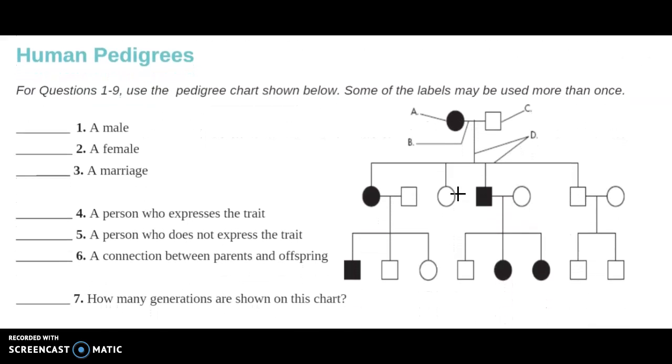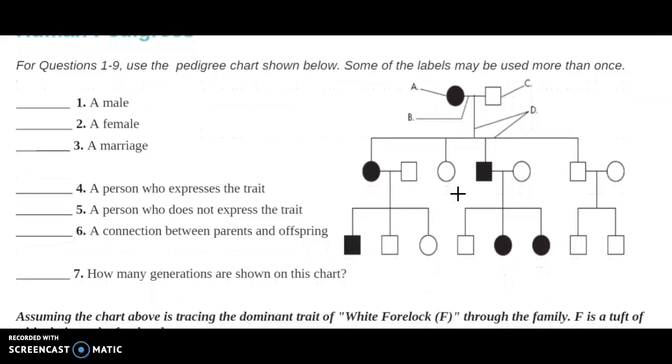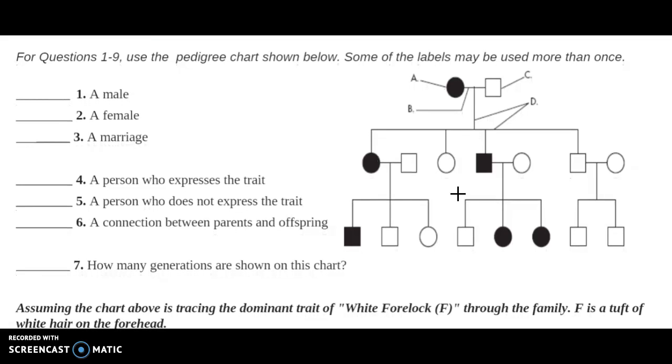So for questions 1 through 9, we're going to use the pedigree chart shown. It's shown below, but it's actually right here beside it. Some of the labels may be used more than once. So an example of a male would be, remember, squares are male. Remember that because males are usually boxier, females are usually curvier. So the curvy circles are females, the boxy squares are males. So C would be a male. A female would be A.